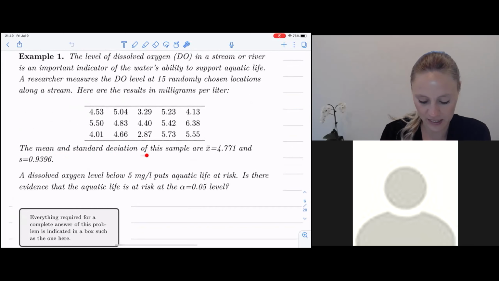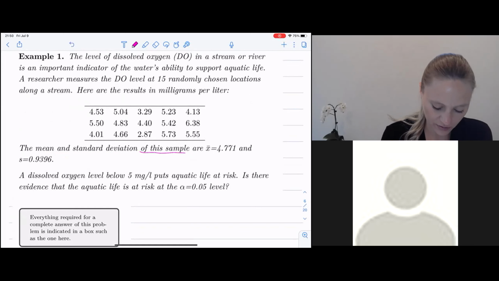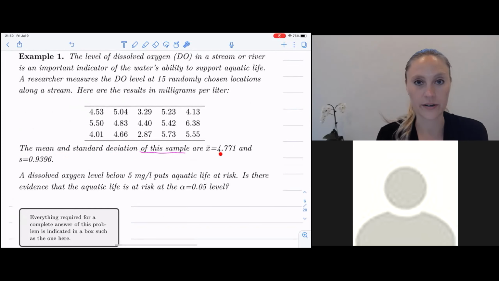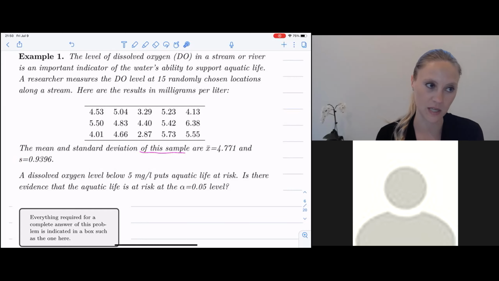We're told that the mean and the standard deviation of this sample are, so X bar is 4.771 and S is 0.9396. So here it says that it is S, so it is the sample standard deviation, but just the fact that it says of this sample, then you know that whatever standard deviation you have is from the sample.